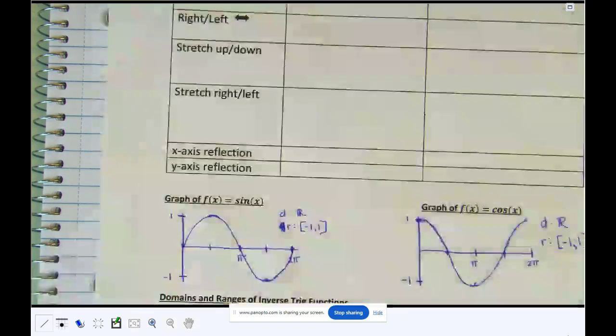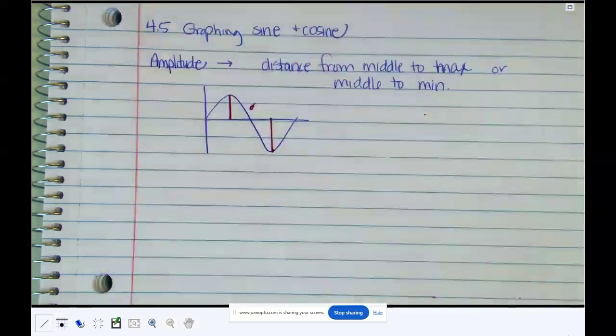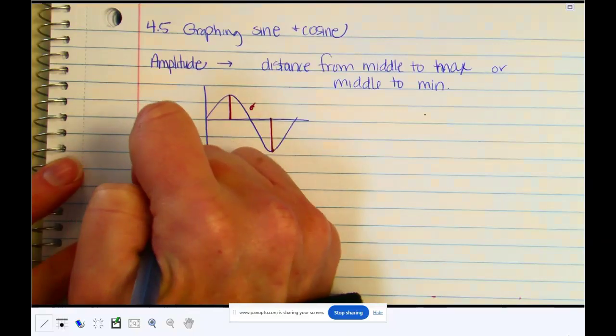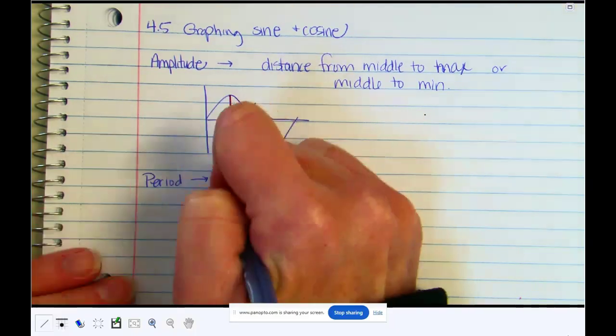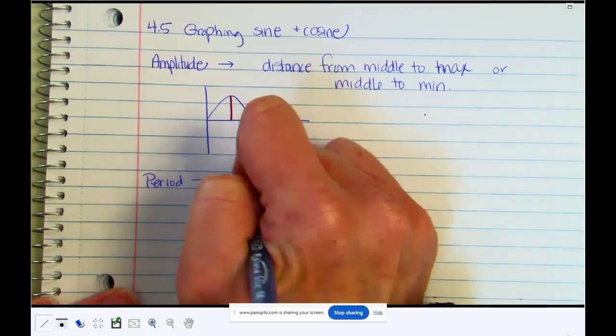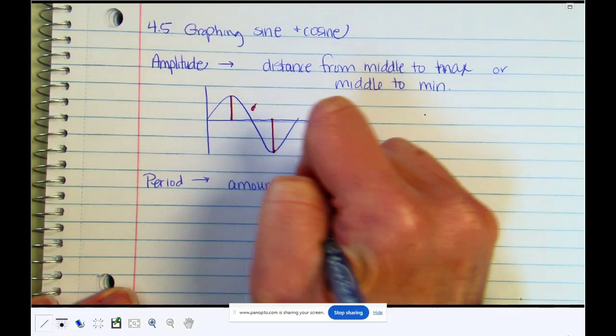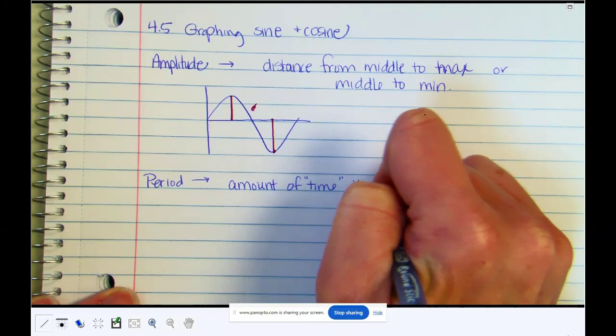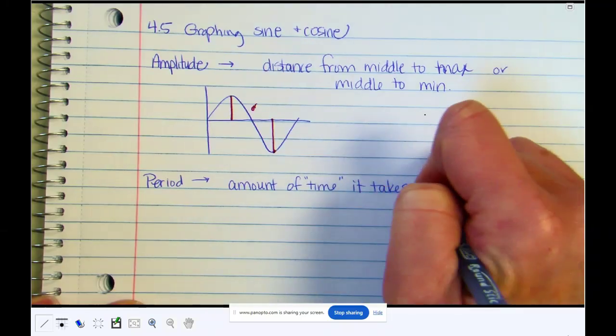What's the amplitude of sine? 1. Okay, amplitude of sine is 1. What's the amplitude of cosine? Also 1. Okay, that's the amplitude. There is another thing called the period of the graph. The period is the amount of time, I'm gonna put that in quotes, it takes for the graph to make one complete cycle.